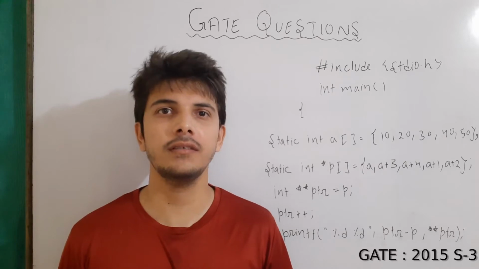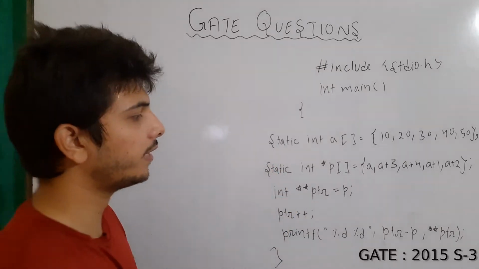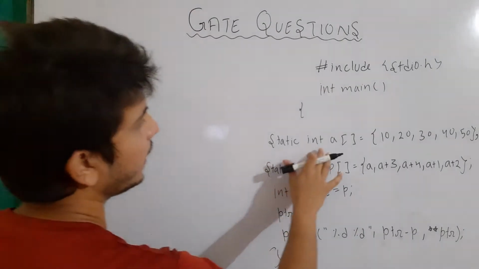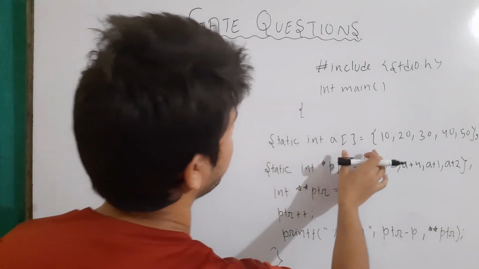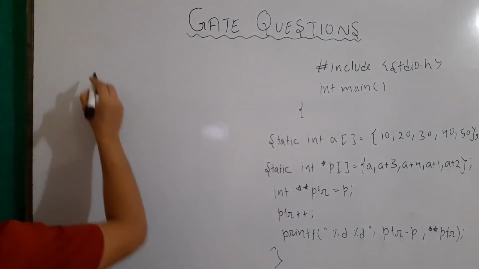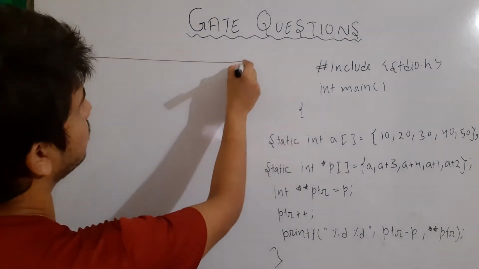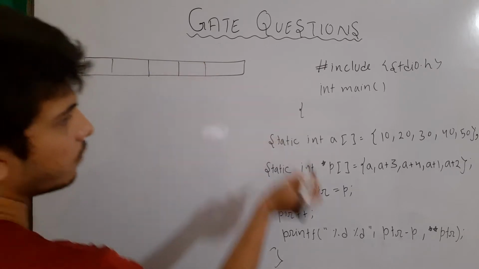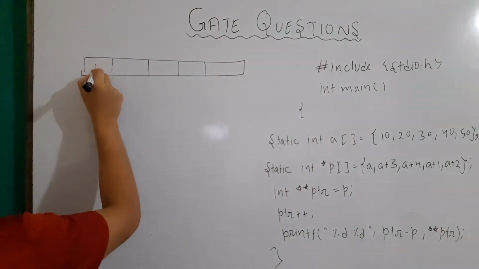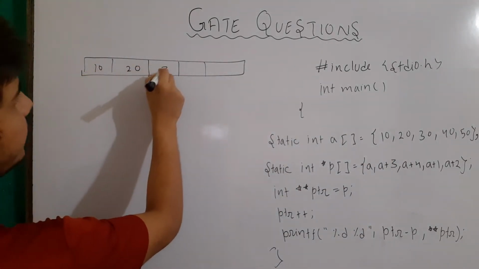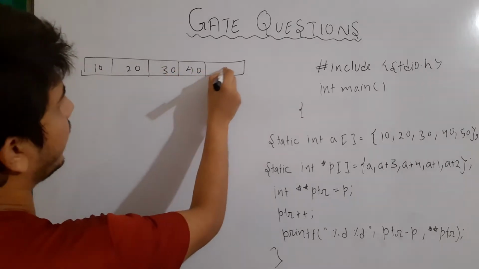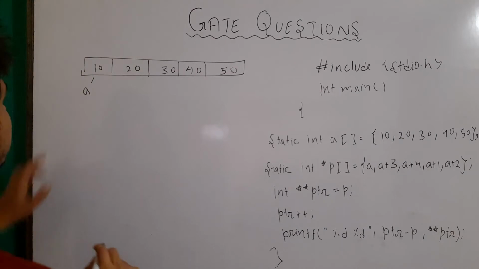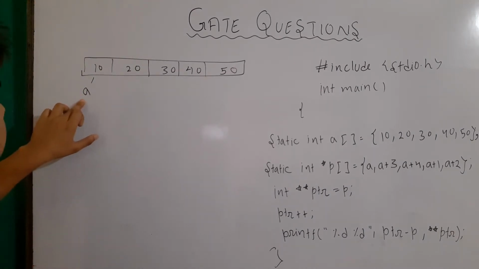Now our first question is written here, in which we have to tell the output of this line. First of all, it is written static int a, and then an array is created here. When an array is created, we can represent it in this form, right? The first value is 10, then 20, 30, 40 and 50. Now the base address can be represented using the single character a, right?